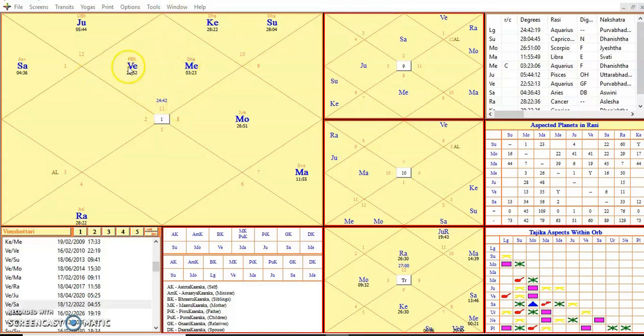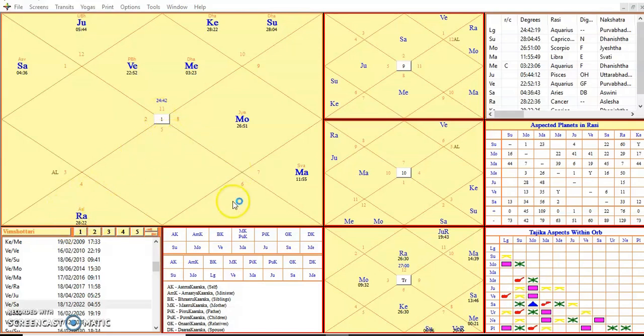Starting with the first house, Venus and Mercury are placed there. Second house, Jupiter is placed there. Ju means Jupiter, Ve means Venus, Me means Mercury, and in the third house, Saturn is placed, SA. Fourth house, no planet is placed. Fifth house, no planet is placed. Sixth house, Rahu is placed. Rahu is also known as the north node of the moon. Rahu is denoted by RA. Rahu is always retrograde, meaning it moves backward.